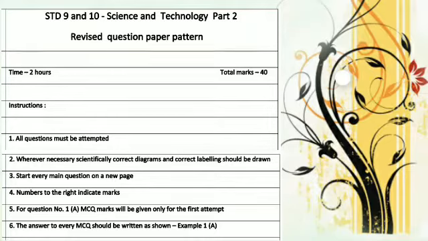On the question paper, on the right side, the marks are given, so that is your question's weightage. Instruction 5: for question number 1A MCQ, marks will be given only for the first attempt. From last year it was made strict that you have to attempt only one time. You can't do scribbling, overwriting, and cutting and writing. This is done for you because in future you are going to give competitive exams.